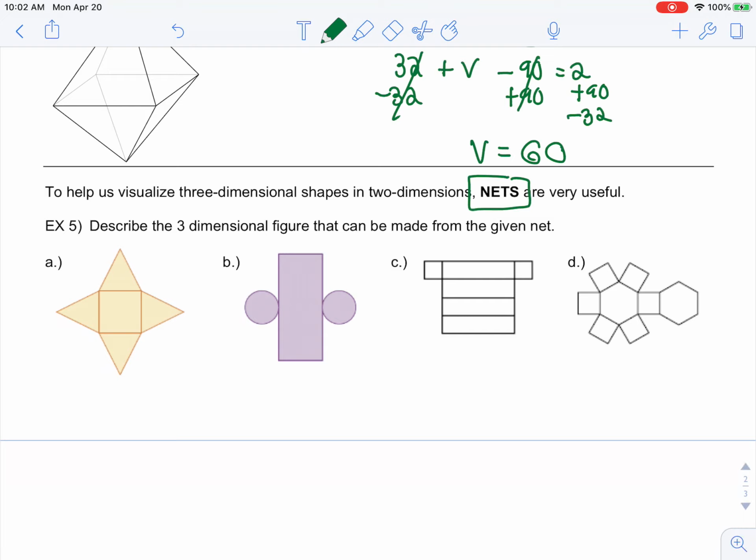The last thing I wanted to show you is what we call a net. And a net often helps us just to kind of visualize these three-dimensional figures in more of a two-dimensional shape. I always think of it like wrapping a present. So as we look at these three-dimensional nets down below here, I want you to try to visualize what this would look like if you folded it all up and made a shape of it, okay? And then we're going to try to name that three-dimensional shape from that.